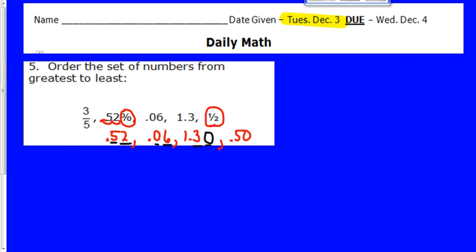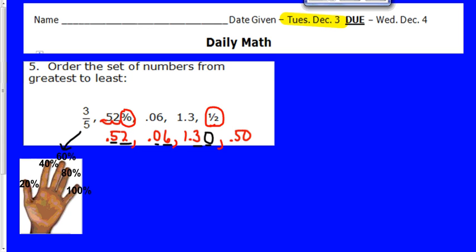Now 3/5 is the only one I have to remember. Remember the shortcut with your fist, the high five. Each finger is 20, 20, 20, 20, 20, which makes 100. 20, 40, 60, 80, 100. So if I have 3/5, that's like taking 3 of them, which would be 60%. And 60% would be your 0.60.